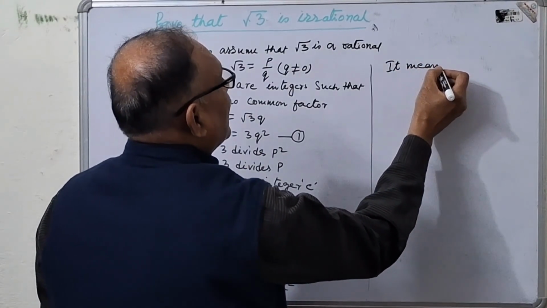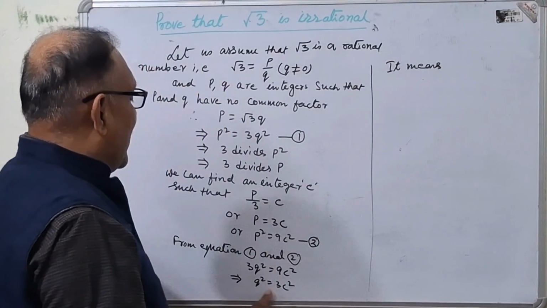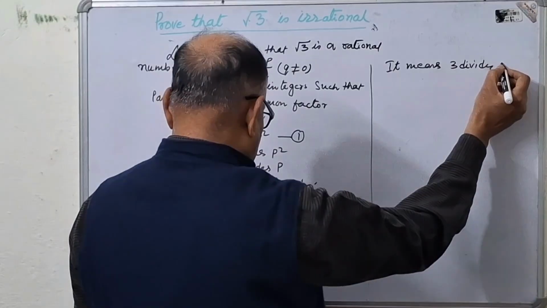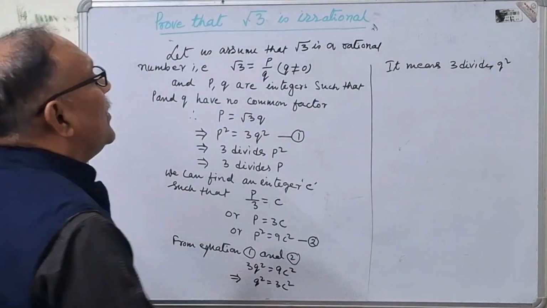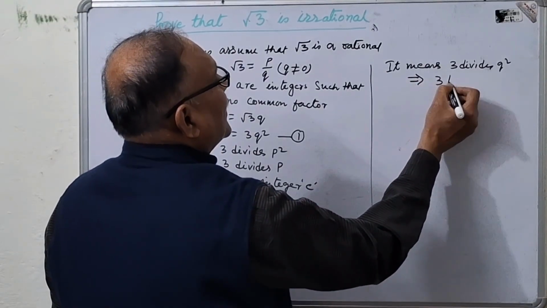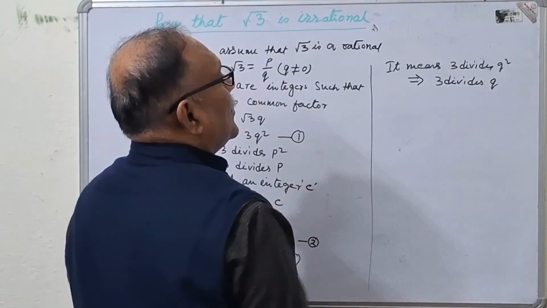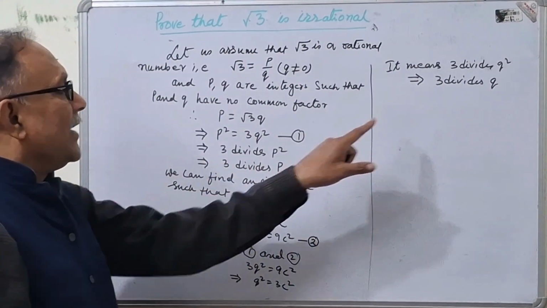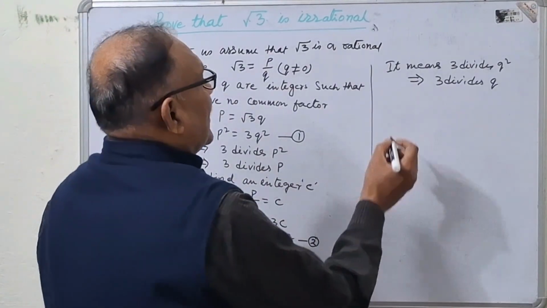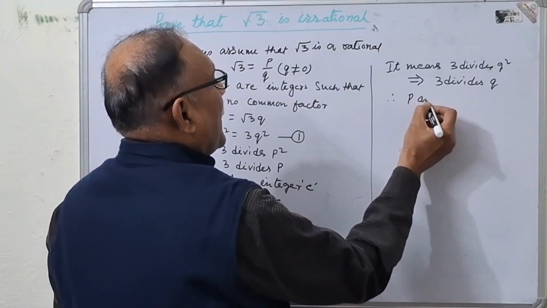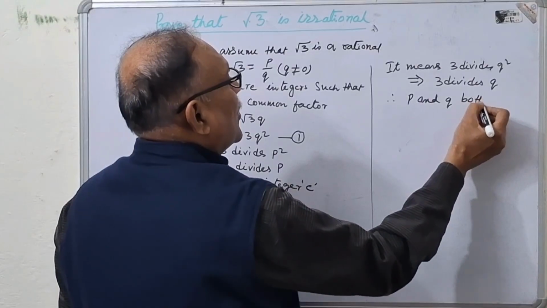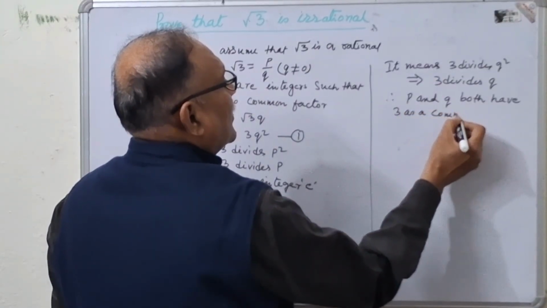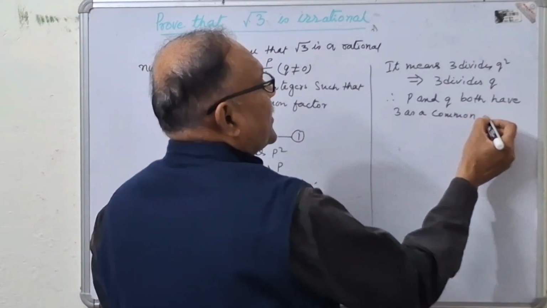It means 3 divides Q square. This will imply 3 divides Q. Now see, here 3 divides P and 3 divides Q. Therefore, P and Q both have 3 as a common factor.